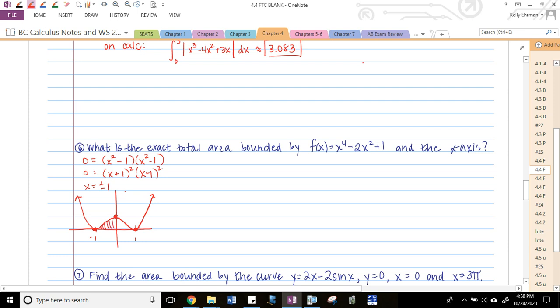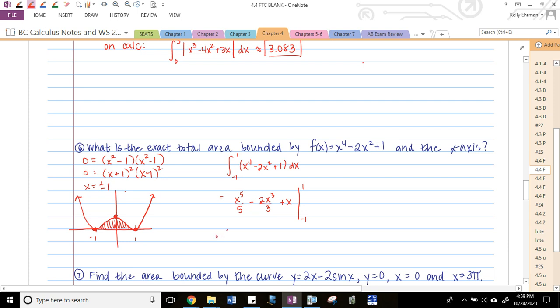So that one, I don't have to worry about subtracting negatives or forcing anything to be positive. I can just say it is the integral from -1 to 1 of x to the fourth minus 2x squared plus 1 dx. So that will be x to the fifth over 5 minus 2x to the third over 3 plus x evaluated from -1 to 1.